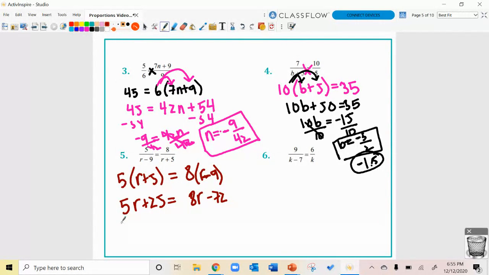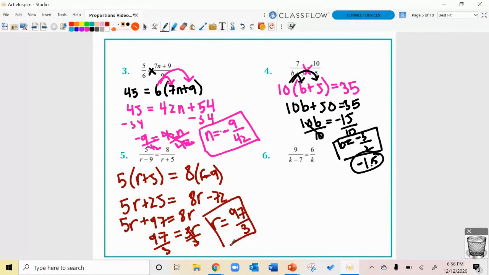So I'm going to go ahead and add the 72. So that would give me 5R equals 25 plus 72 gives me 97 equals 8R. I'm going to subtract the 5R, so I'm combining like terms right now, which would give me 3R, and then I'm going to go ahead and divide by 3 to isolate the R. So R equals 97 divided by 3, which is an ugly number. It's 32 and a third, 32.3 repeating. I'm just going to leave it as 97 thirds. Saves me time, exact answer. All the things we like.